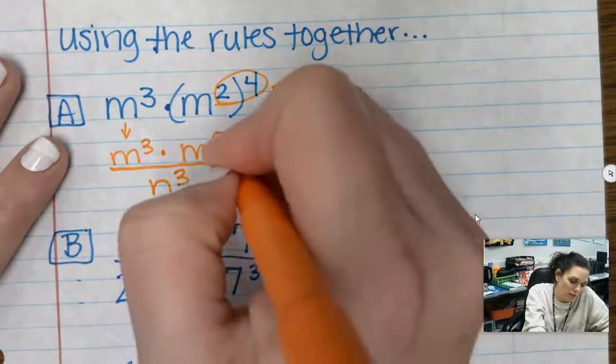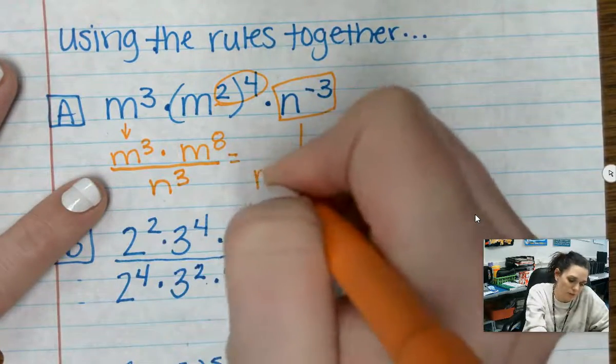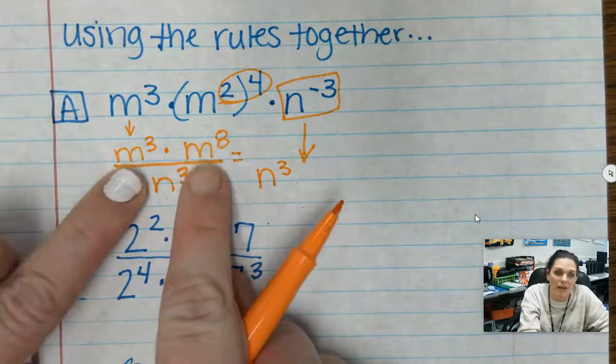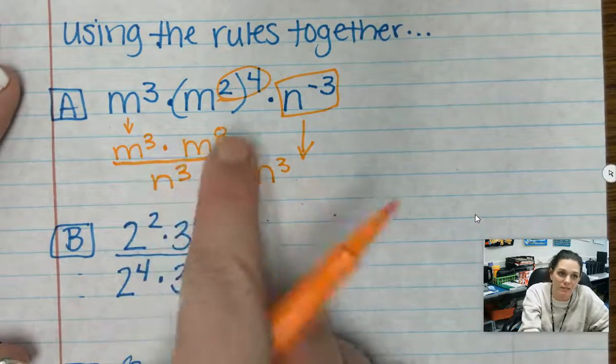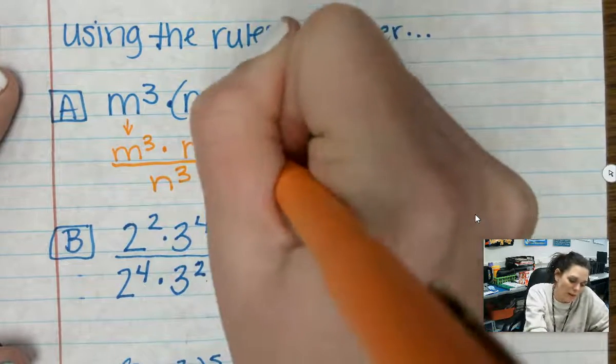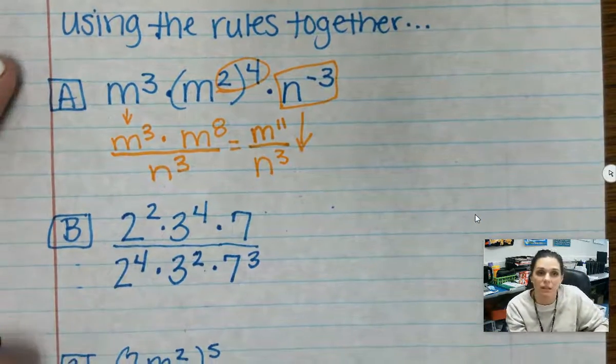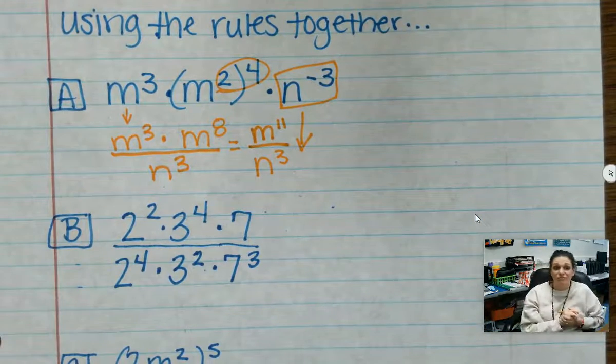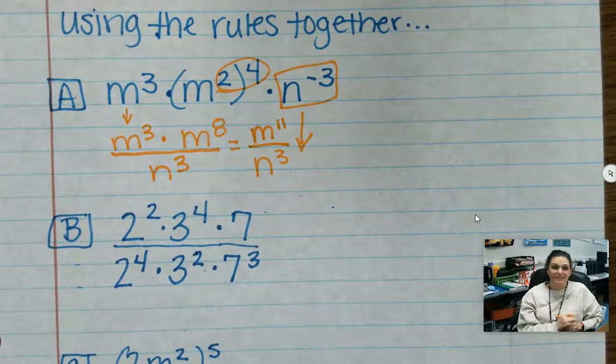From here, then, my n stays put. There's nothing else to do to him, but I have multiplying of m's next to each other. So 3 plus 8. So this is going to become m to the 11th. And that would be then my final answer. Weird, right?